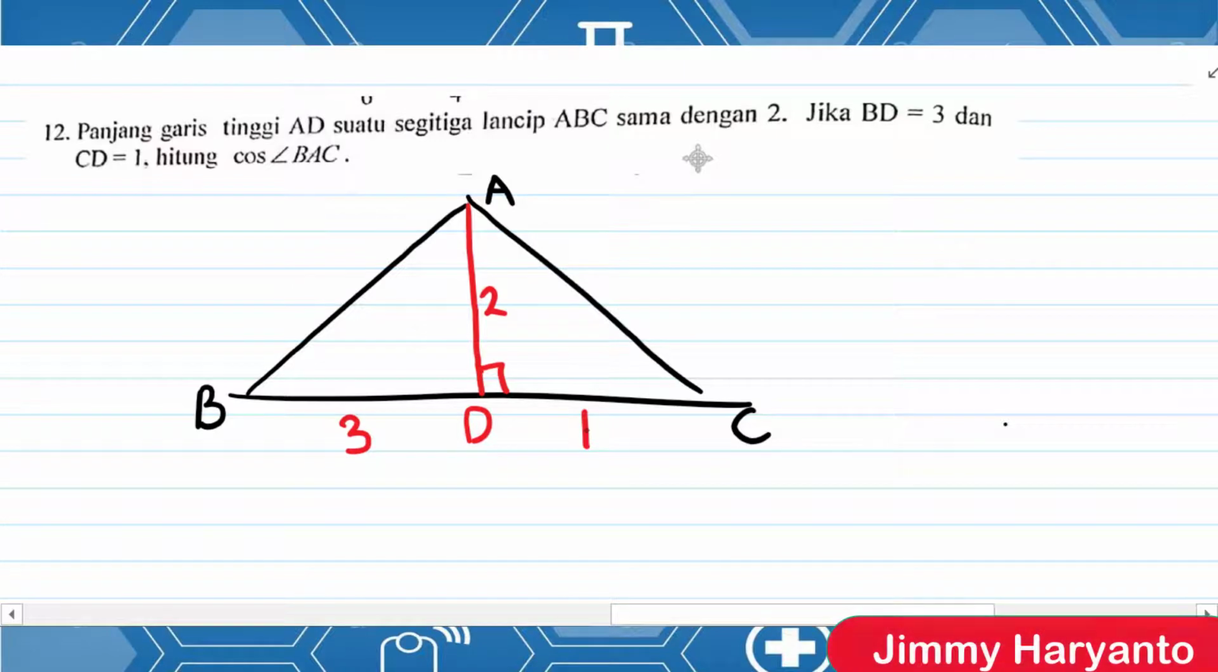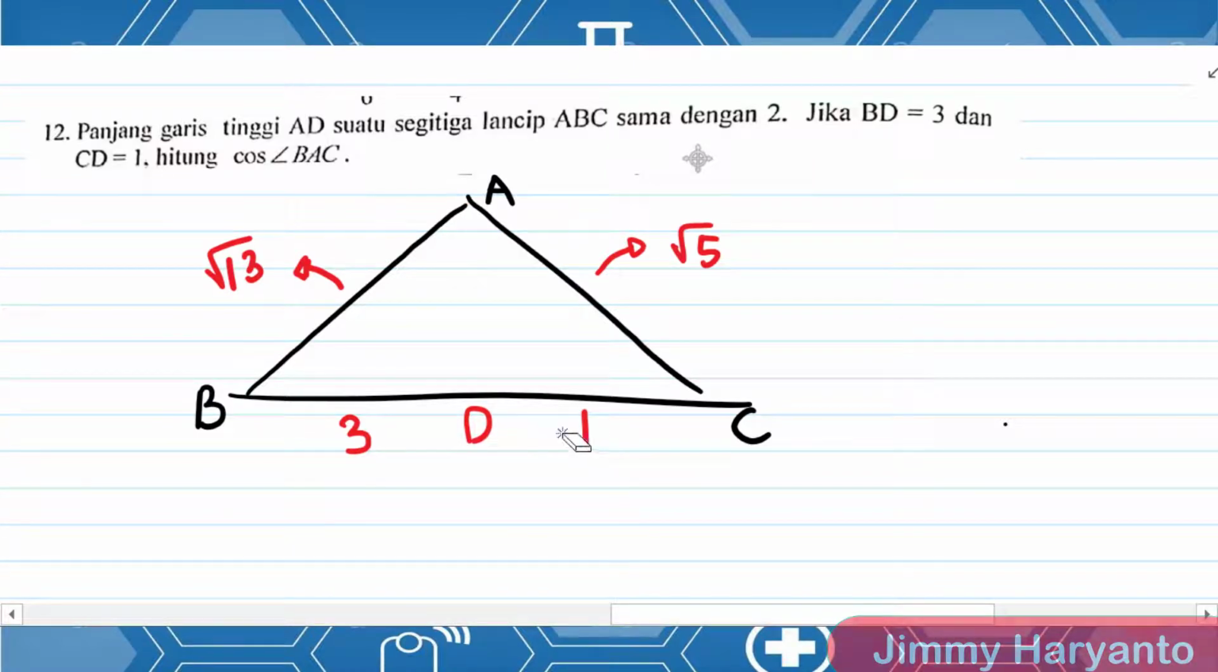I can find AC from here using the Pythagoras theorem, which will be square root of 5. Using the Pythagoras theorem again for AB, I will get square root of 13, 9 plus 4. After this the height isn't important anymore, and BC is 4 centimeters. The question wants us to find angle BAC, which means this angle.